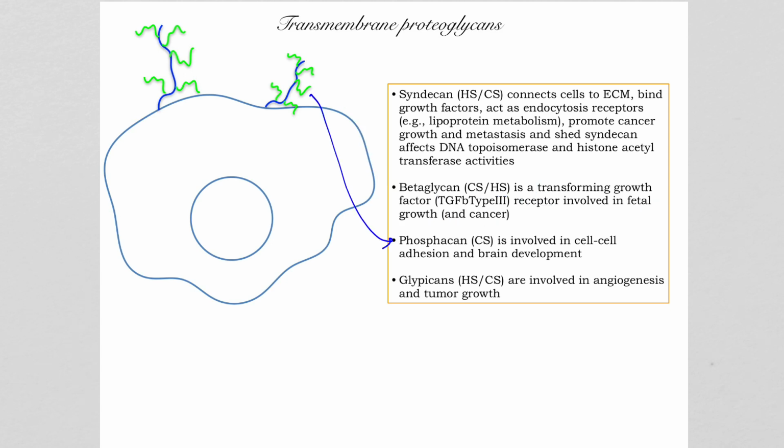Glypican is another transmembrane proteoglycan, rich in heparan sulfate, and that again helps cells bind other cells, cell-cell adhesion, and plays a very important role in the development of the human brain.